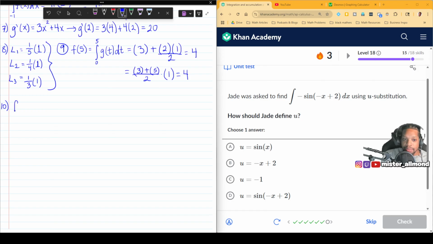All right, so number 10, we're doing some U sub. It looks like we are integrating negative sine of negative x plus 2 dx.